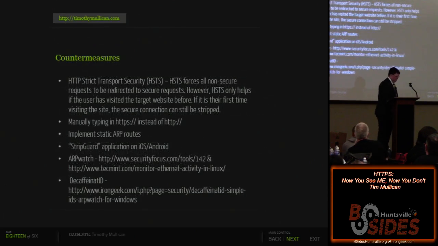So, some countermeasures. The first countermeasure is HTTP Strict Transport Security, also known as HSTS. What this basically says is, the first time you visit the site securely, I'm going to place a cookie on your machine locally. A cookie just stores a piece of data that the website uses. And it says, I want to make sure anytime I visit this site, it's secure. This cookie will last up to a year.